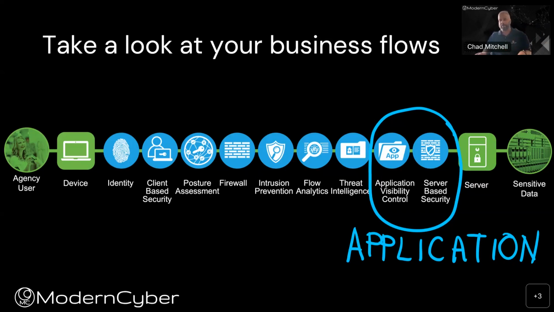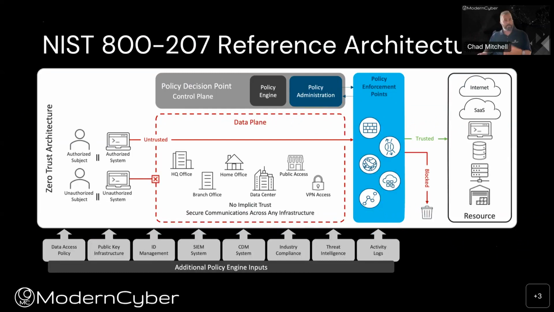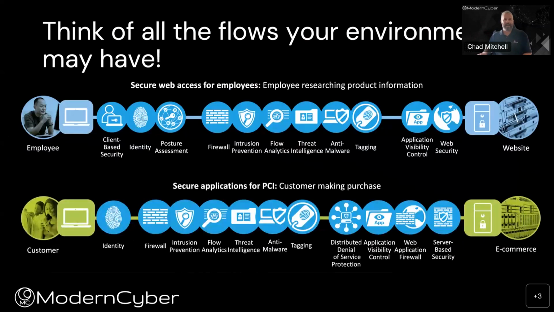So it's all about breaking it down into business flows. This is just showing a couple more examples of that. Now, I ask you to look at this picture and broaden your sight of it. Don't read everything into it, but look at what it kind of looks like. It harkens back to the NIST 800-207 reference architecture, right? So we have that subject talking to a resource with policy enforcement points within that traffic flow.